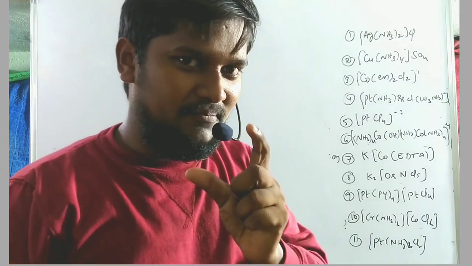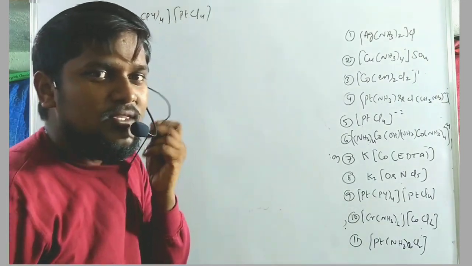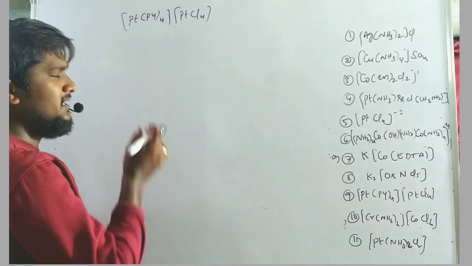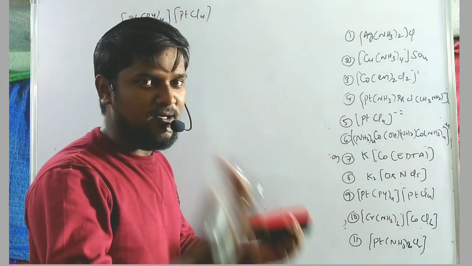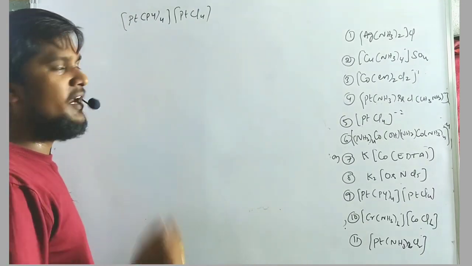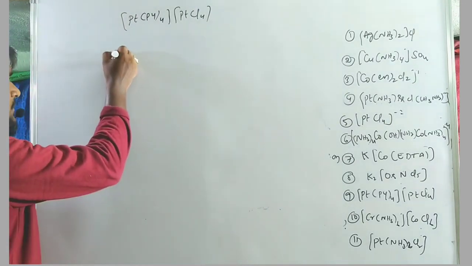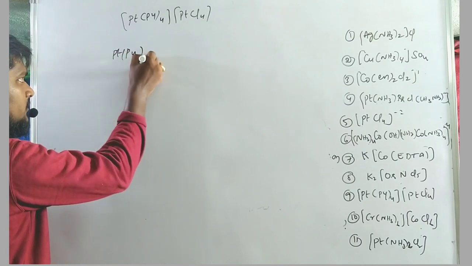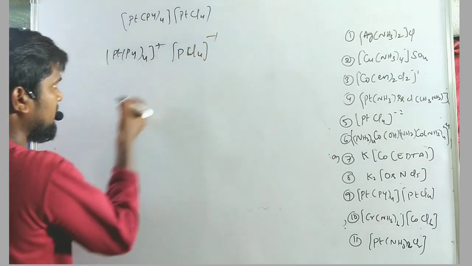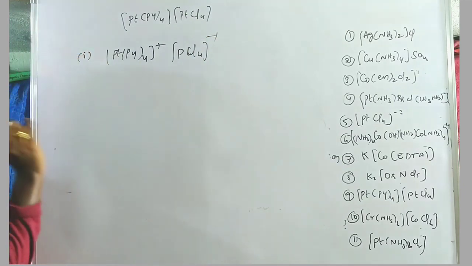So be careful about it. Here both cation and anion are present as a complex. In this case, let us assume some of the possibilities. Finally, we conclude what the oxidation states in those complexes are. Generally, [Pt(py)4] here is plus 1, and [PtCl4] here is minus 1. So this is the first assumption.